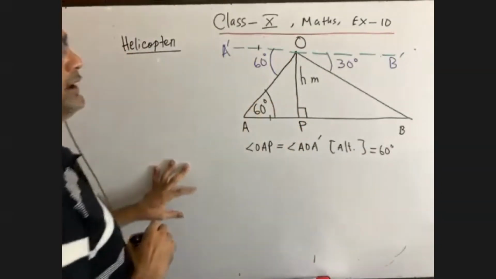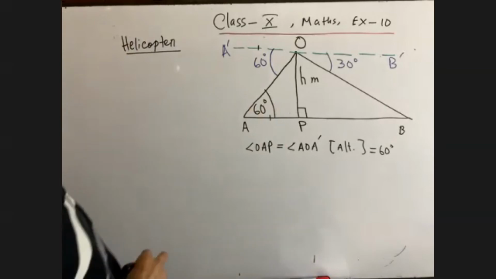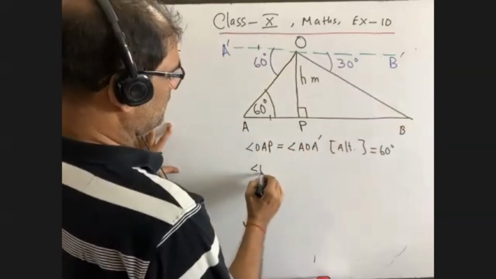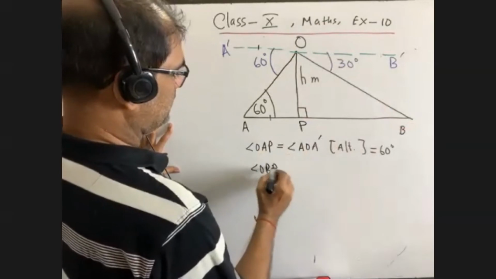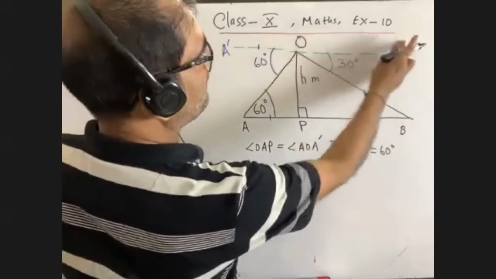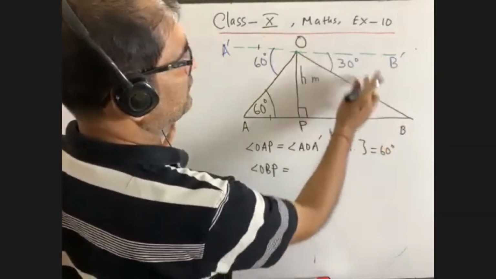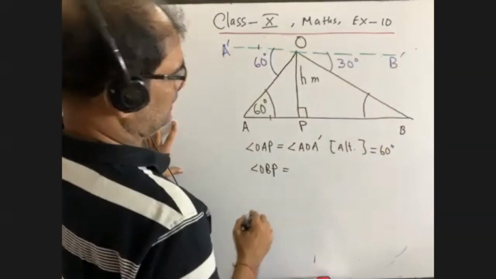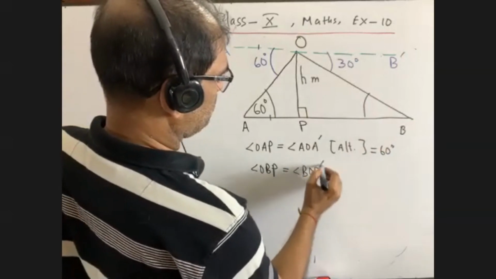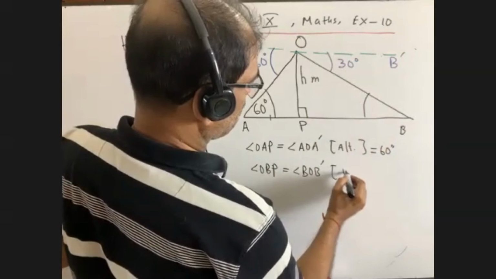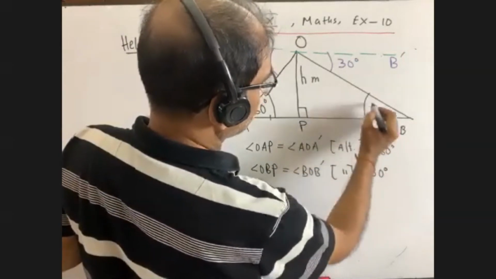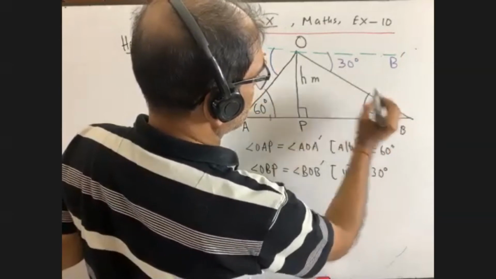I think you have got me right. We can write down angle OBP. Angle OBP is equal to angle BOB prime. This angle and this angle are alternate angles. Angle BOB prime, here it is also alternate angles, is equal to 30 degrees. So we can write here it is also 30 degrees.